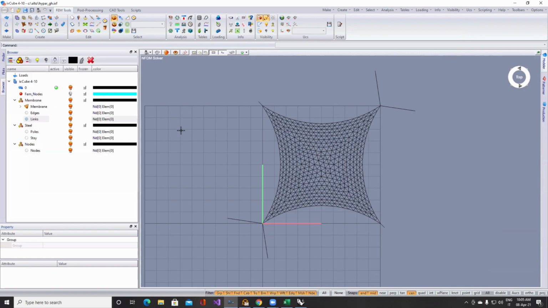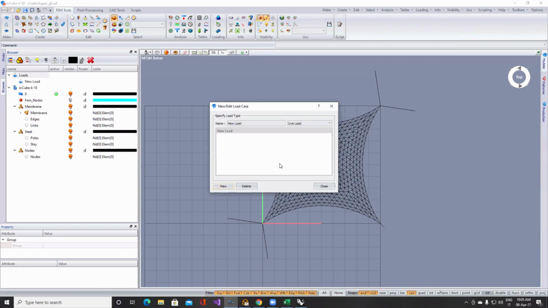First of all, we need to apply the loads: wind loads, snow loads, and whatever loads we need. To do this, we right-click on the loads, load manager. The first load that you will generate is the self-weight. You just have to generate a self-weight load and nothing else. The software will fill it with the self-weight of the objects.